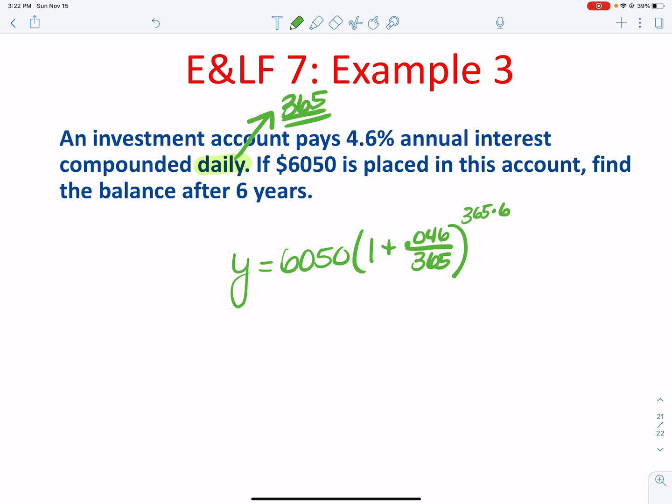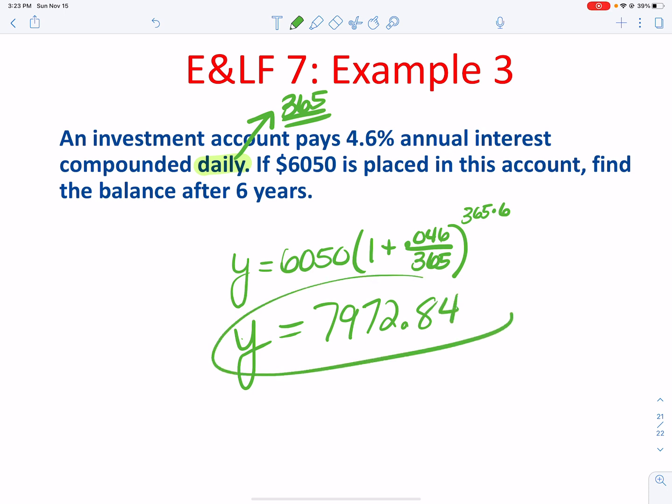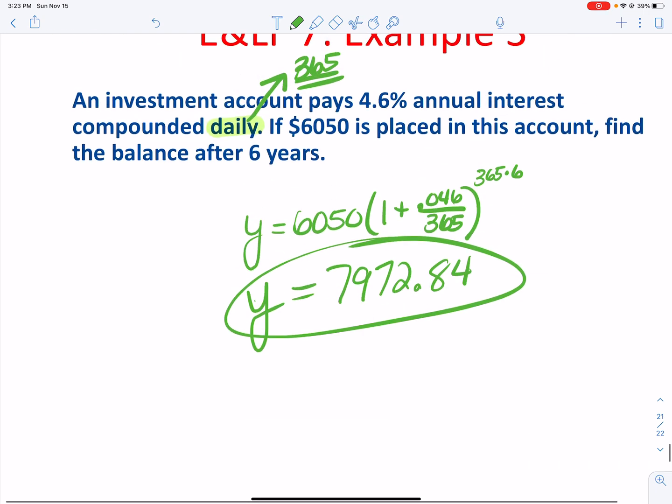Are you kidding me? I made one mistake at the very end. 0.046 divided by 365 in the parentheses. Times 6050. Do it right. All right, I got $7,972.84. So hopefully you were able to get that same thing. The nice thing about this, you can just plug that whole thing in your calculator. I can't since I'm on a phone calculator.